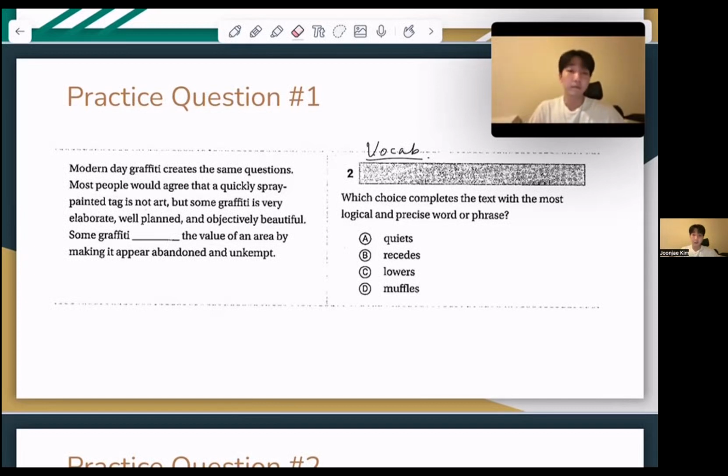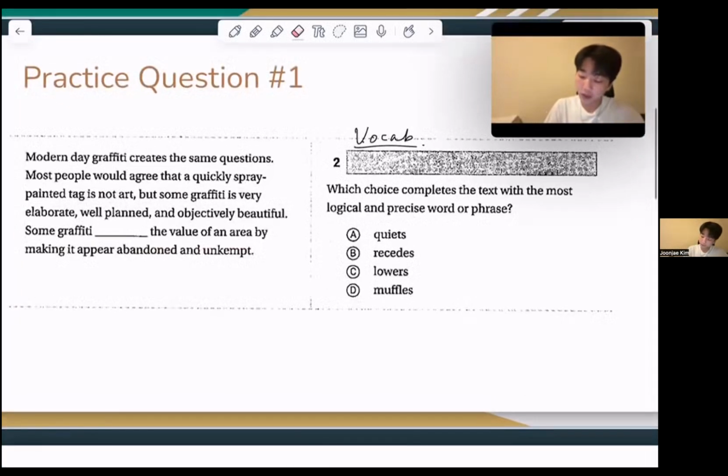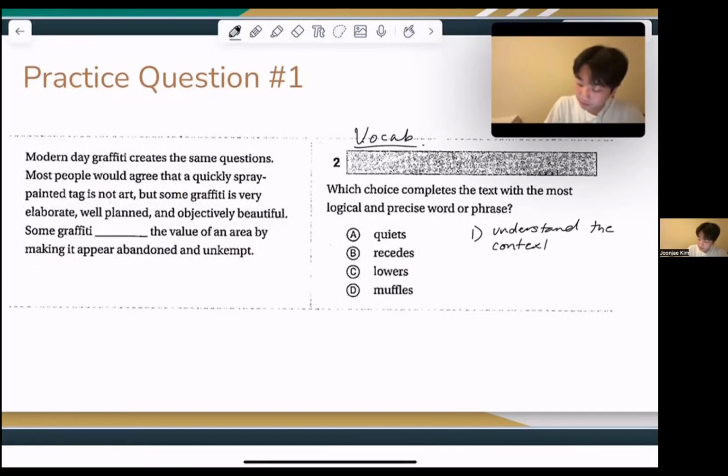All right, the first rule of any vocab question, remember, we first have to what? We have to, number 1, understand the context. The word itself could have a completely different meaning if the context is different. So context itself will just frame how the word will be used in the text. So we need to read both the first and the last sentences within the blank space.